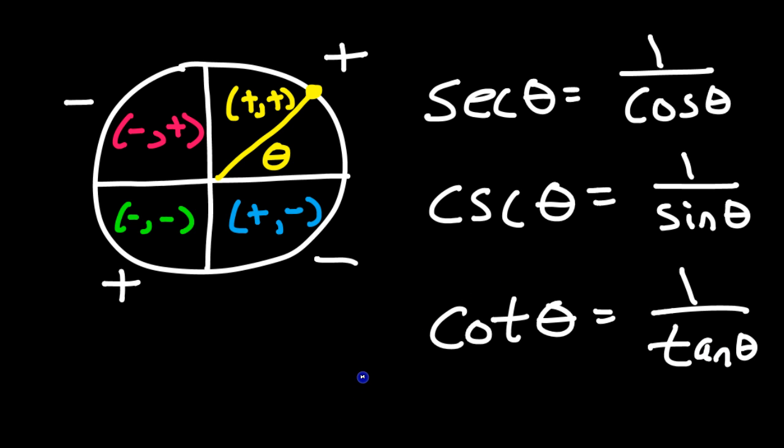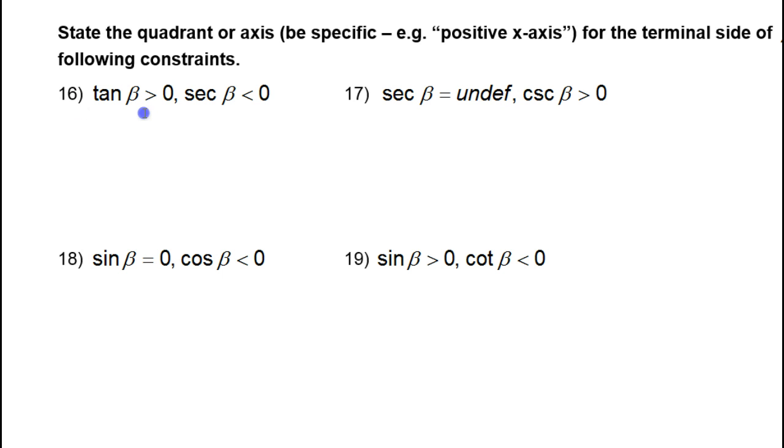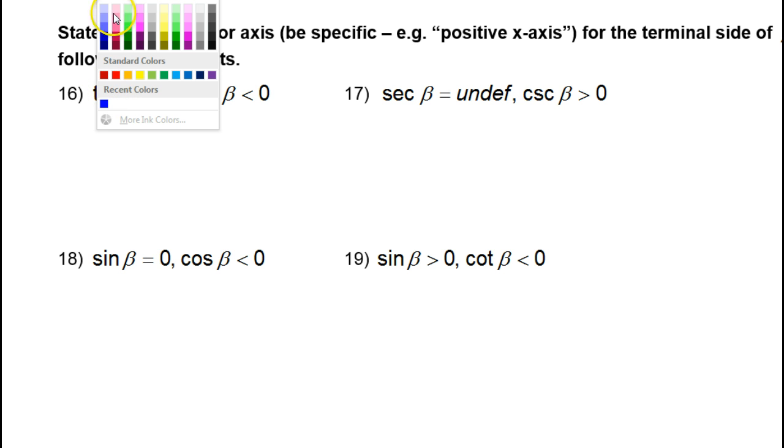So that means that secant and cosine are both going to be positive in the same places. So wherever cosine is positive, secant will be positive. Wherever sine is positive, cosecant is positive. And wherever tangent is positive, cotangent is also positive, as long as it's defined, which we'll talk about. I think that's enough information to get us started on doing these actual problems.